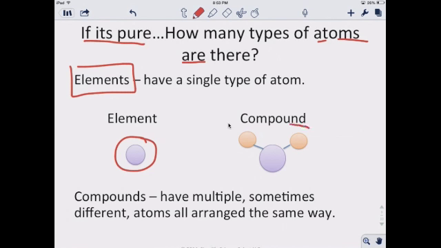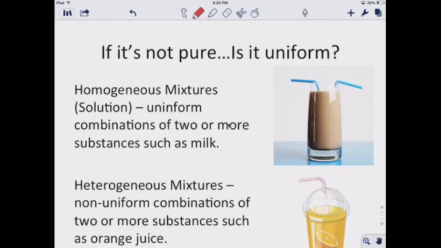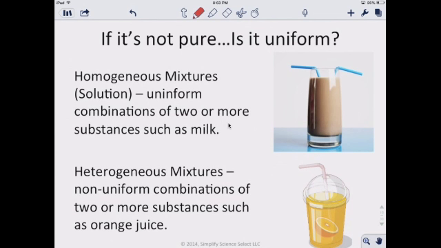So if we have a bunch, and this would be an example of water right here, the oxygen would be right there, and then we see the hydrogens up here. If we just had a bunch of H2O floating around, it's still a pure substance. That would just be a compound. So what if it's not pure, so what if it's not a single atom or a compound? Well, we have two other categories. So if it's not pure, we have what we call homogeneous mixtures and heterogeneous mixtures.